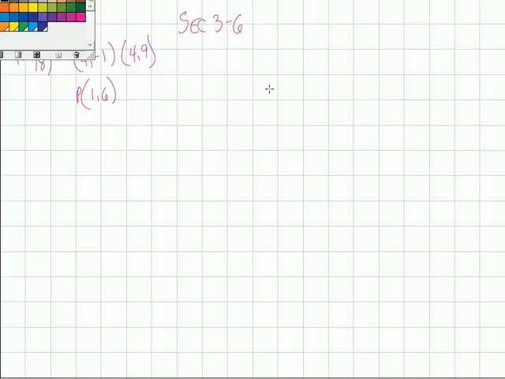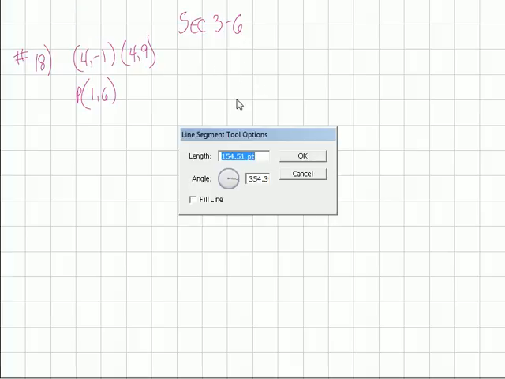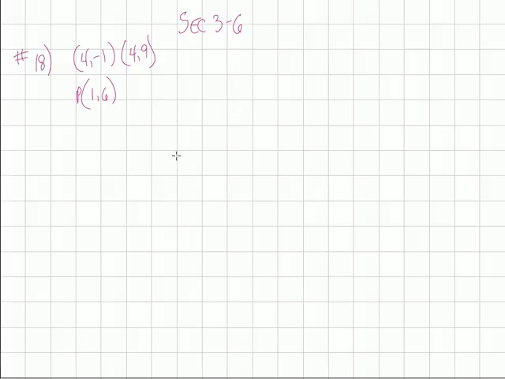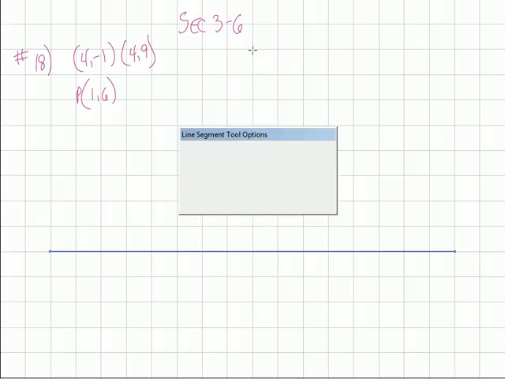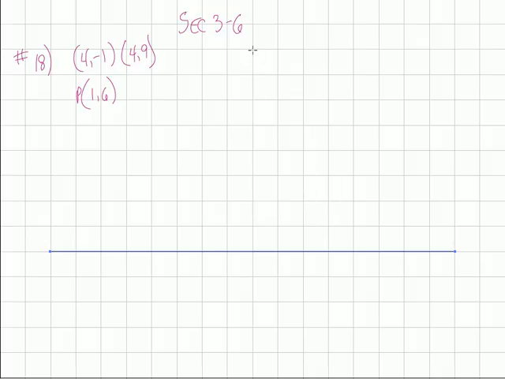Do I have enough room though? Can I go to 9? 4, 9. Yeah, I'll make it a little lower because I don't have to go so high. So let's make the x-axis right here. Is that all right? And how far down are we going? That's good enough. So that should cover everything, shouldn't it?